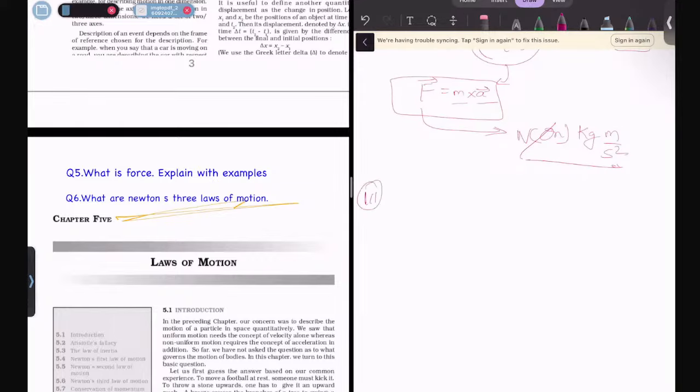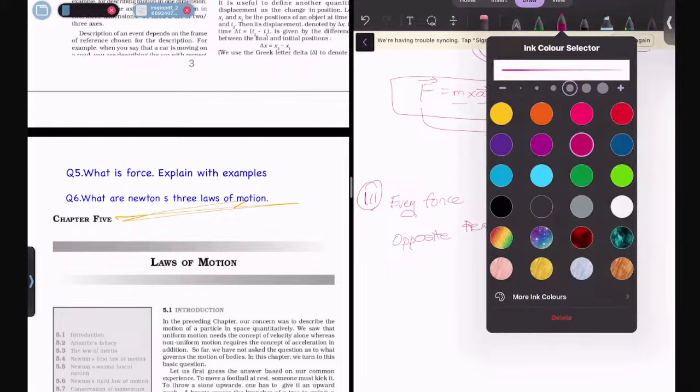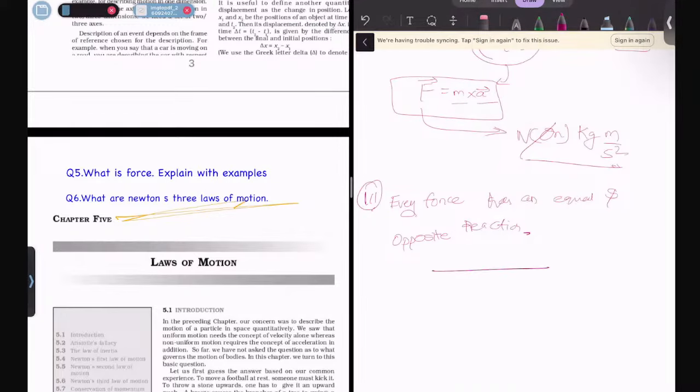What is Newton's third law of motion? You must have heard Newton's third law of motion, even if you have not studied it in class 9, in many movies and web series. So what is Newton's third law of motion? Every force has an equal and opposite reaction. If we are giving this force F, the wall will also give you a force of F.